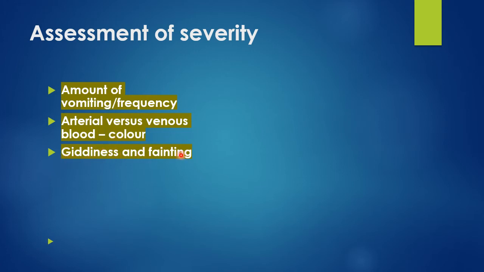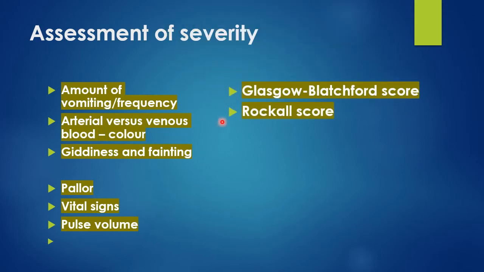Clinically, giddiness and at times fainting are indicators of severe bleeding. Assessment of the severity of the pallor, the vital signs, and the pulse volume are important indicators of the severity of bleeding. These days, we have scoring systems to assess and grade the severity of bleeding. Two of the most commonly used grading systems are the Glasgow-Blatchford score and the Rockall score. Okay, these make use of the various clinical and laboratory parameters which are commonly used in the management of patients to give them a grade or score, which will determine the severity of the bleeding and the prognosis of the condition this patient is undergoing.